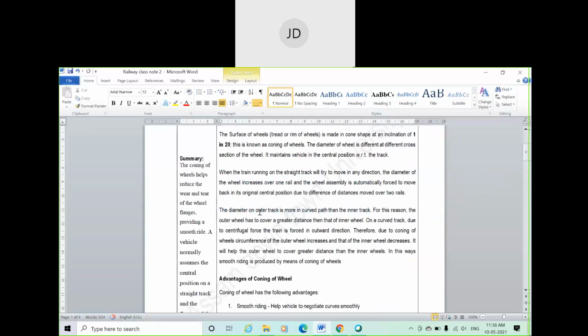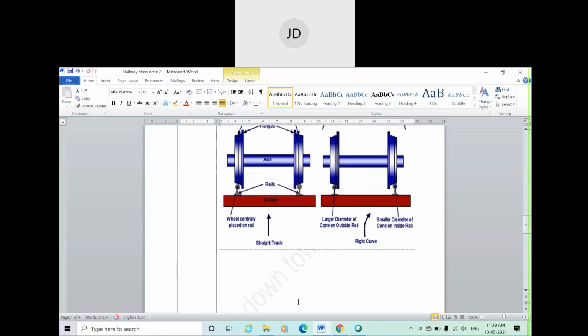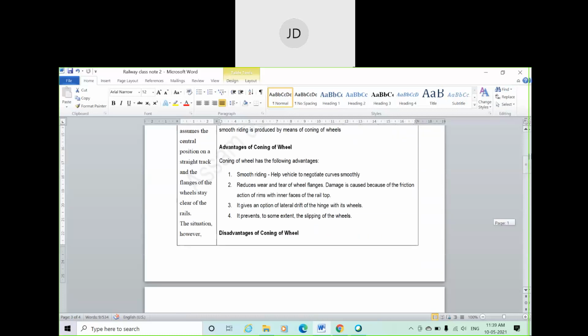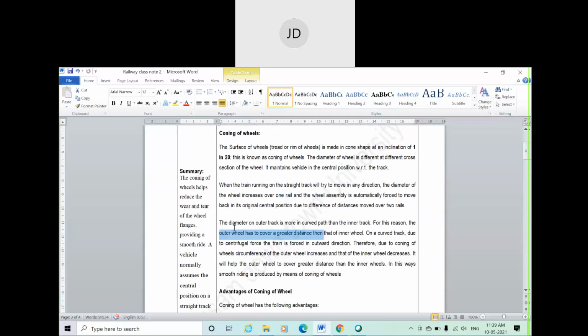The diameter of the outer track is more in a curved path than the inner track. For this reason, the outer wheel has to cover a greater distance. That means the diameter of the outer curve is more compared to the inner curve, and because of that, the outer wheel has to travel more. The outer wheel has to cover a greater distance than the inner wheel.